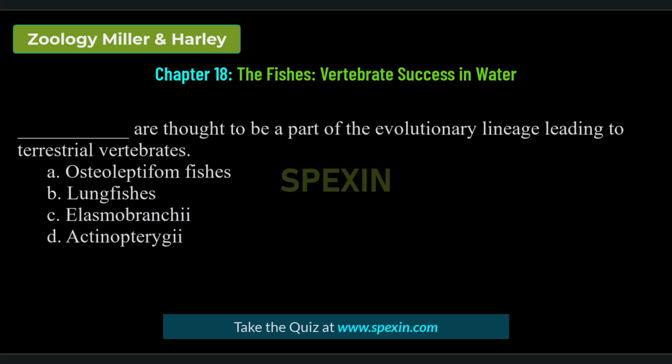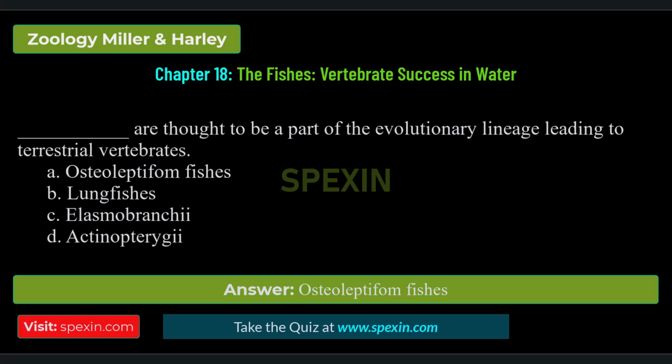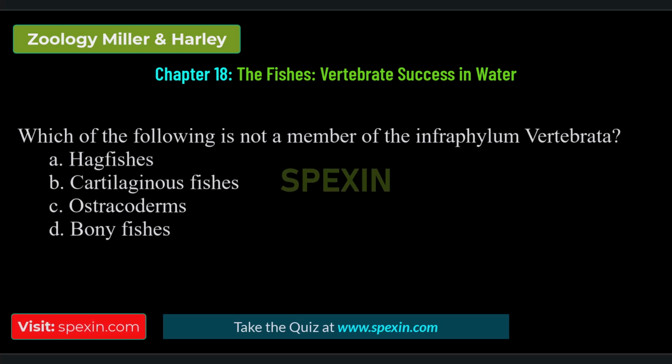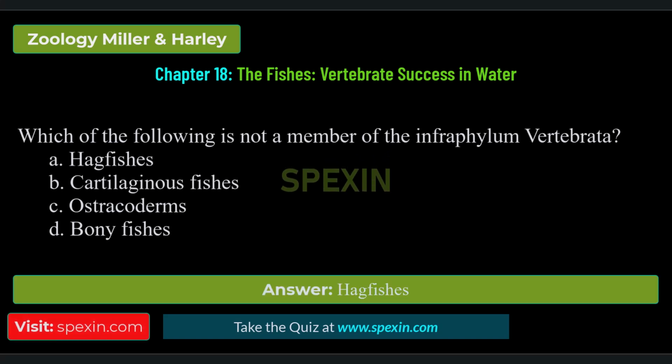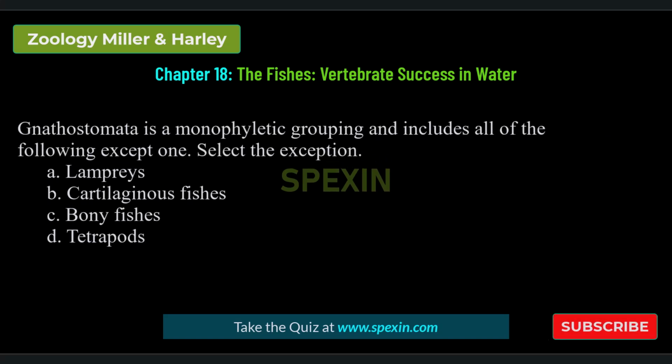Which are thought to be a part of the evolutionary lineage leading to terrestrial vertebrates? Osteolepiform fishes, lungfishes, Elasmobranchii, Actinopterygii. Correct answer: osteolepiform fishes. Which of the following is not a member of the infraphylum Vertebrata? Hagfishes, cartilaginous fishes, ostracoderms, bony fishes. Correct answer: hagfishes.